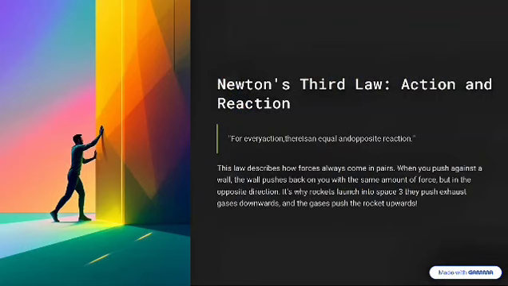Newton's third law, action and reaction. For every action, there is an equal and opposite reaction. This law describes how forces always come in pairs. When you push against a wall, the wall pushes back on you with the same amount of force, but in the opposite direction. It also applies to rocket launches into space. They push exhaust gases downward, and the gases push the rocket upward.